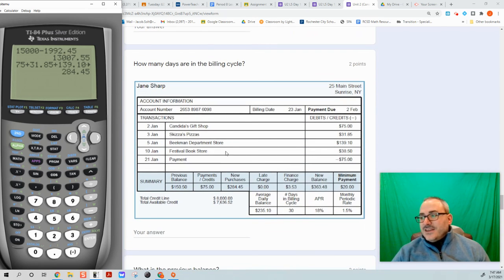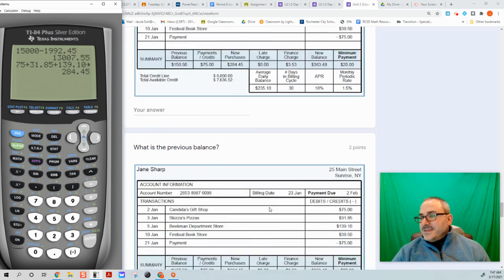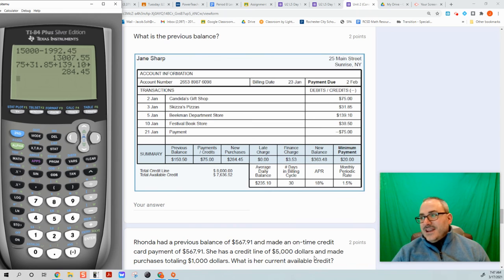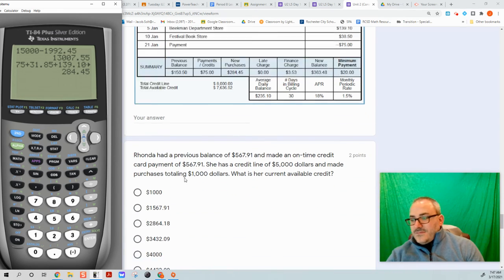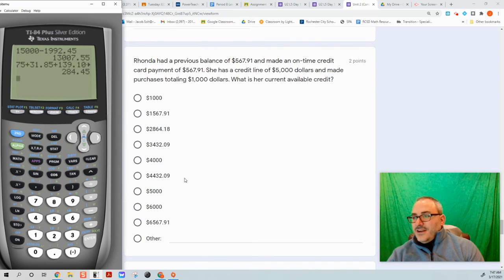How many days are in the billing cycle? Well, you scanned this and you saw this. Number days, pound day, that means number of days in billing cycle, 30. What was the previous balance? You scanned the credit card statement, you saw, right there it is, previous balance, $150.50. Okay. All right. So just a couple more questions left.